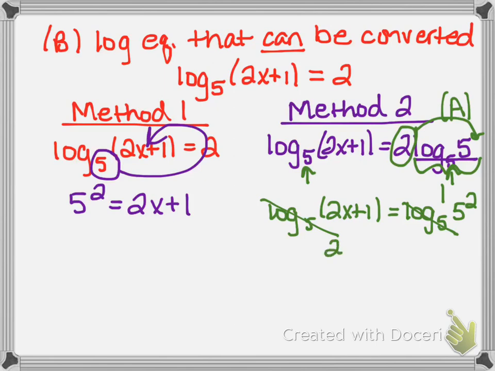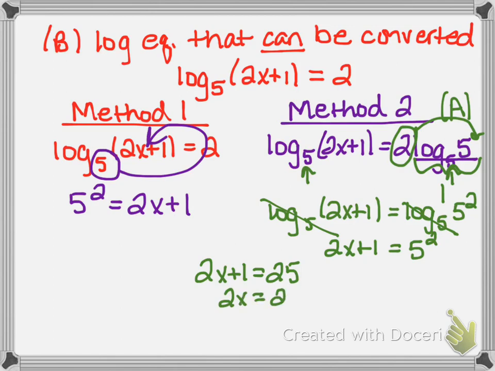Any way you cut it, you still end up at the same point. You still end up with 2x plus 1 is equal to 5 squared. So at this point, the rest of the solving is the same. You would now have 2x plus 1 is equal to 25. You would subtract the 1, so you would have 2x is equal to 24. And then you would divide by 2, and so your answer would be x is equal to 12.